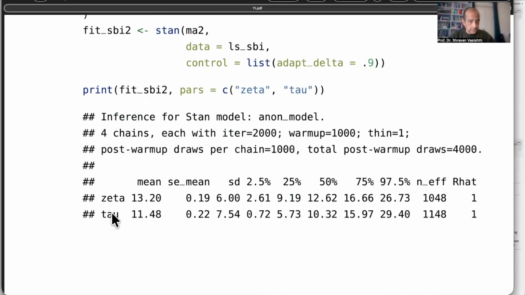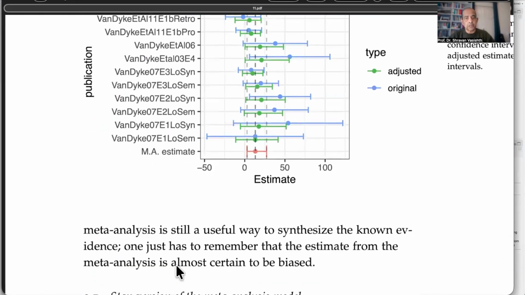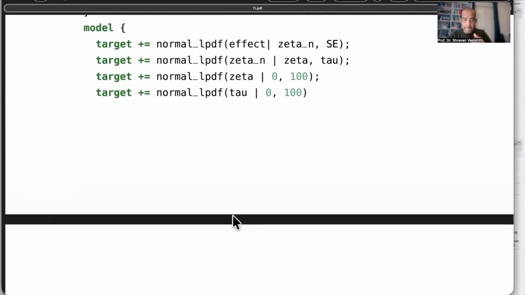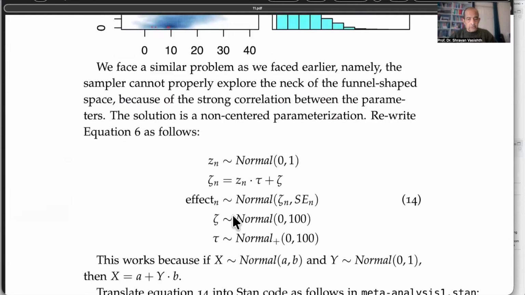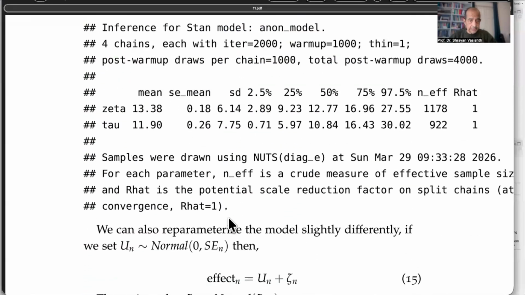And then once you do that, you get your zeta and tau estimates, which are the same. They're not going to change. What you don't have is access to the zeta sub n's. So you won't be able to draw this kind of forest plot because you don't have the zeta n's, which are these shrunken posteriors that shrink towards the grand mean. Okay, so that's pretty much the story with meta-analysis.